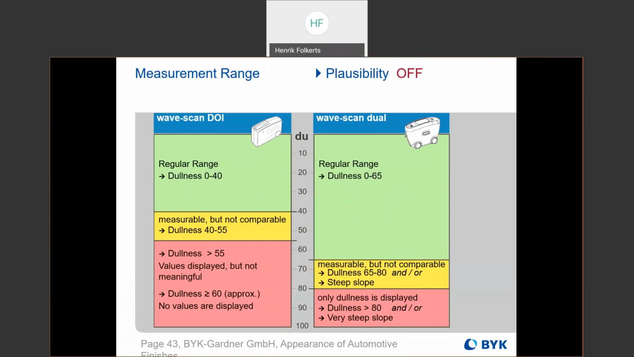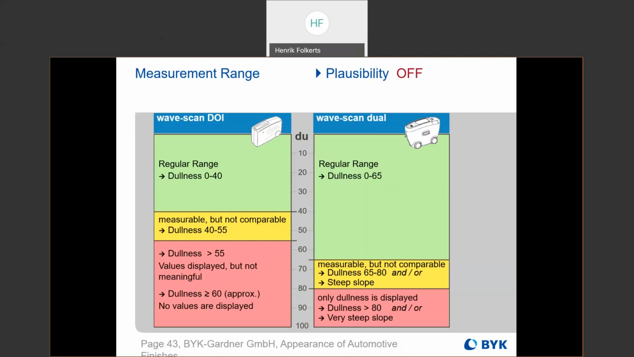So you can see that this green range you're seeing on the screen right here is the optimal measurement range for the Wavescan. Above that, the measurement principle gets a little dicey, but there is a yellow range that you see for the Micro Wavescan and the Wavescan 2, now the Wavescan 3. That yellow range is between 40 and 55 dullness. And for the Wavescan Dual, it's between 65 and 80 dullness, where it's measurable, but it's not really optimal.